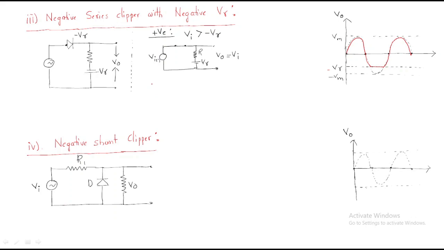And for the negative half cycle, the next case is for the negative half cycle. If the input voltage is less than minus VR, this portion less than minus VR, what happened? This is the minus VR, this is the less. Then automatically it will become open circuit. So this is the input voltage, this is the open circuit, a resistor, and the negative VR.